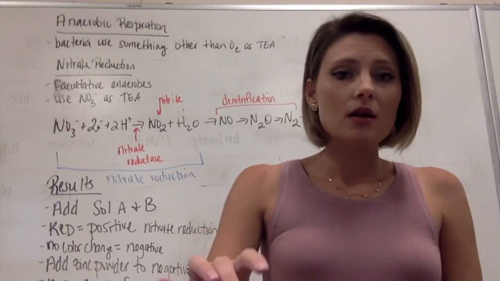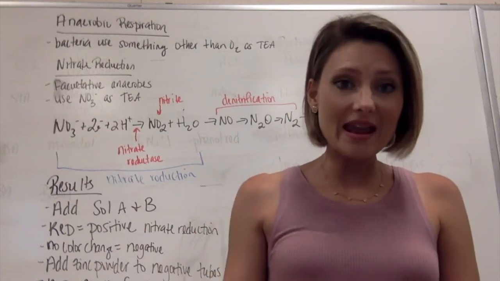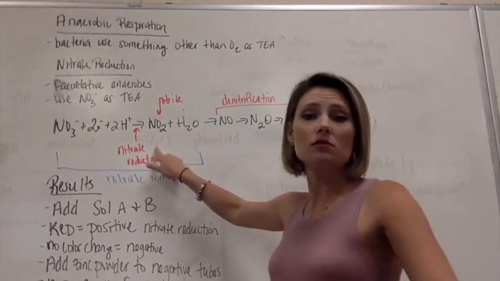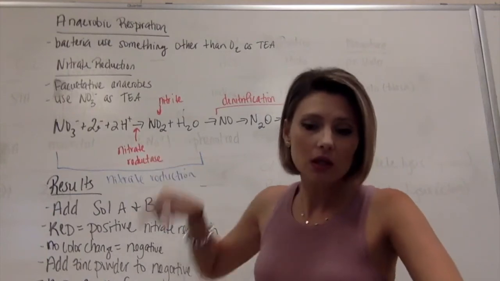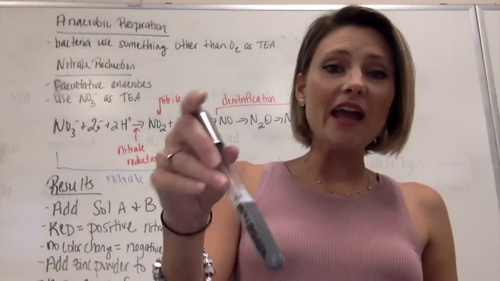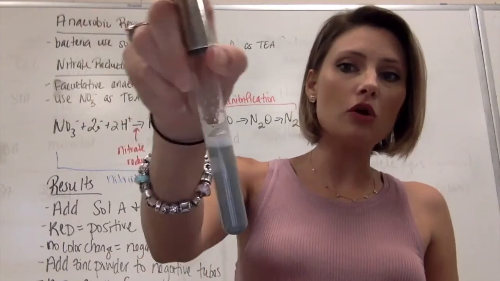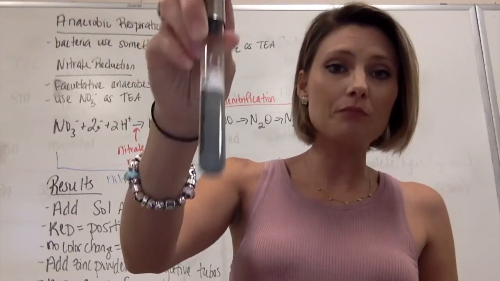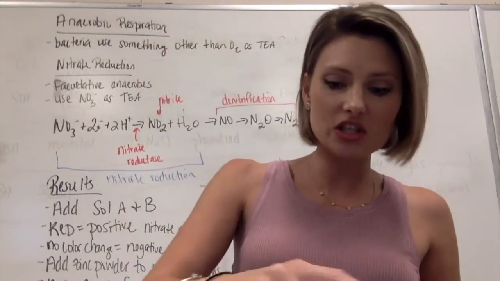Pseudomonas did nitrate reduction and denitrification. So once I added my A and B, there was no nitrite to react with the A and B, so there was no color change. I added the zinc. Again, still no color change. And I've also got lots of gas in the tube. So this is positive for both nitrate reduction and denitrification.